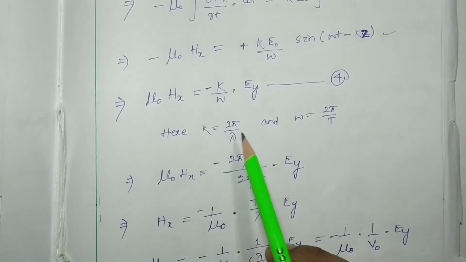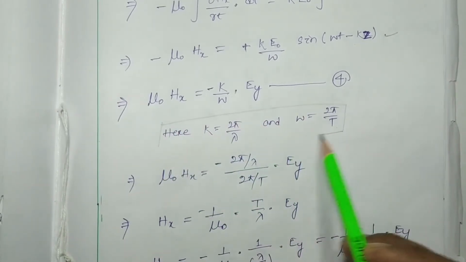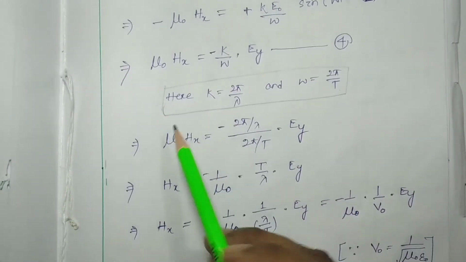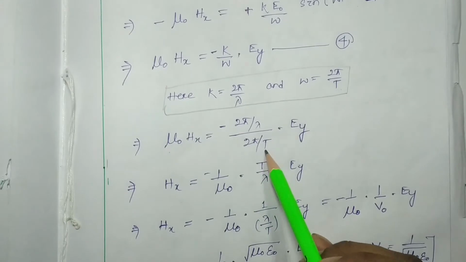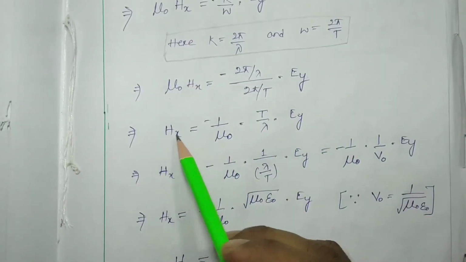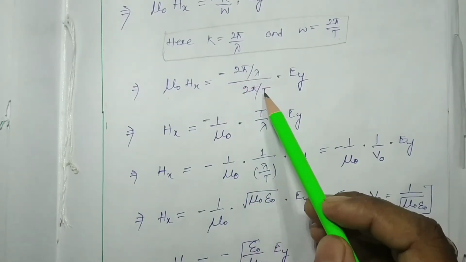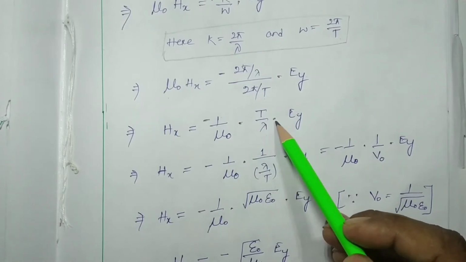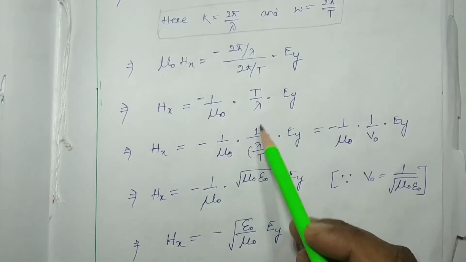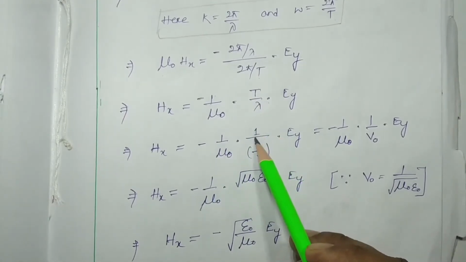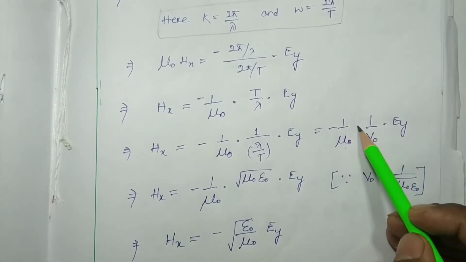Here k is nothing but 2 pi by lambda and omega is nothing but 2 pi by T, as I already wrote previously. So we just put here mu 0 Hx equal to minus 2 pi by lambda divided by 2 pi by T into Ey. Hx will be equal to minus 1 by mu 0, the 2 pi got cancelled, T goes to the numerator, so T by lambda into Ey. So Hx will be equal to minus 1 by mu 0 into 1 by lambda by T into Ey, which is equal to minus 1 by mu 0 into 1 by v0.